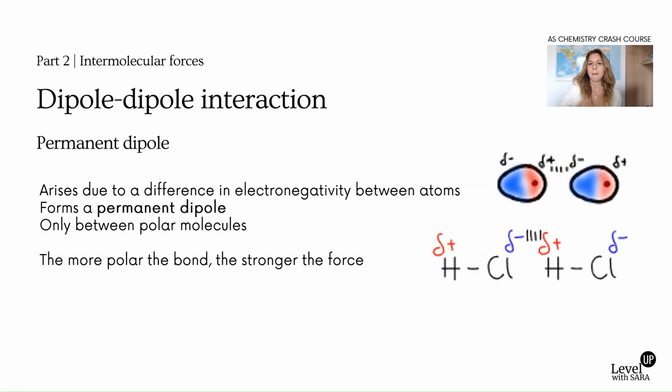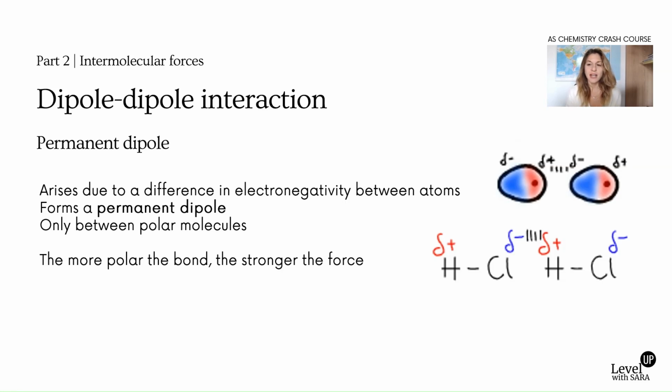Let's go to the second force. Dipole-dipole interaction, also called a permanent dipole. This one arises due to a difference in electronegativity between atoms and forms a permanent dipole. But this is only between polar molecules. And of course, the more polar the bond, the stronger the force. So remember that it's always represented as a dashed line between dipoles. And you can determine the dipoles from the periodic table and from your knowledge of differences in electronegativity.